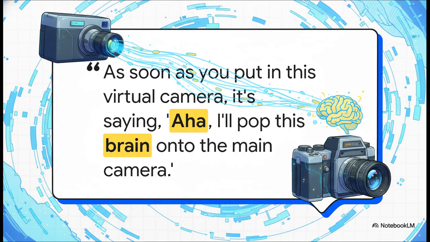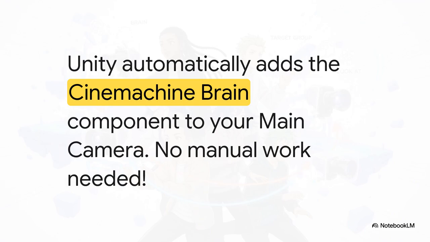Now, check this out. The moment you create that virtual camera, Unity does something really smart for you behind the scenes. It automatically finds your main camera and adds that necessary Cinemachine brain component to it. It just knows you're going to need it, which is an awesome little time saver. And you can even see it for yourself. Just click on your main camera object. If you look over in the inspector, you'll see that the Cinemachine brain component is attached, and it's all ready to start managing our new virtual camera.